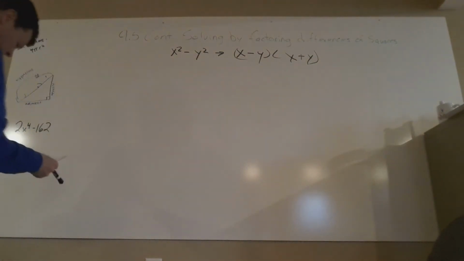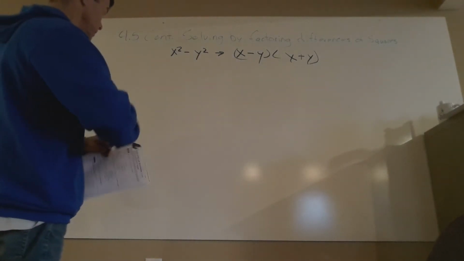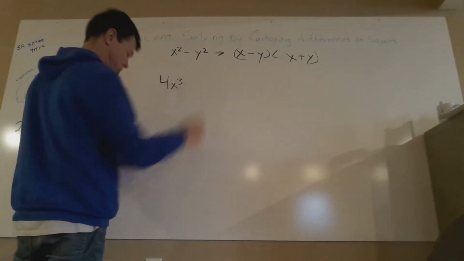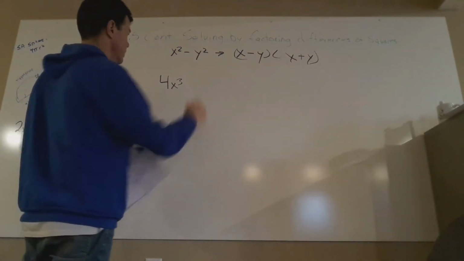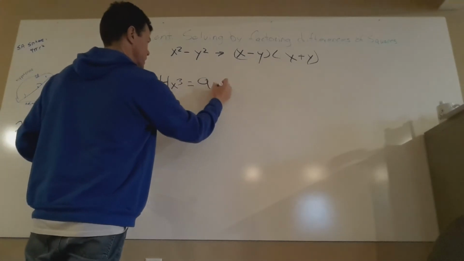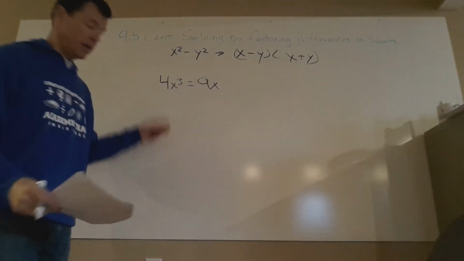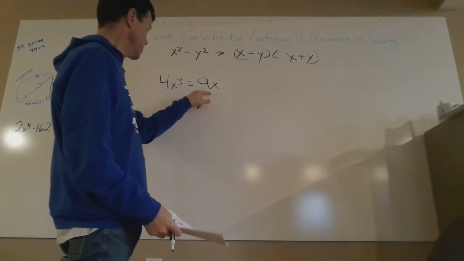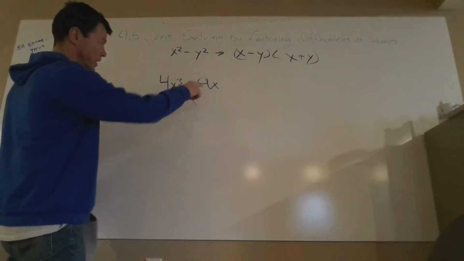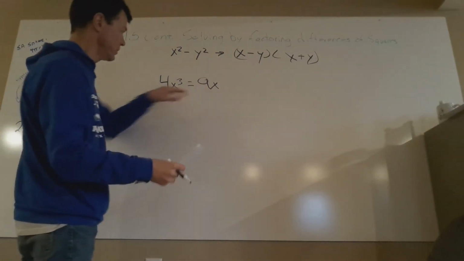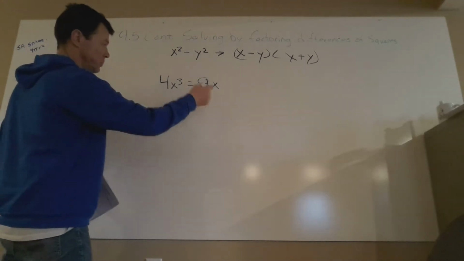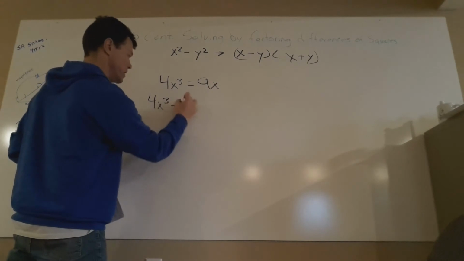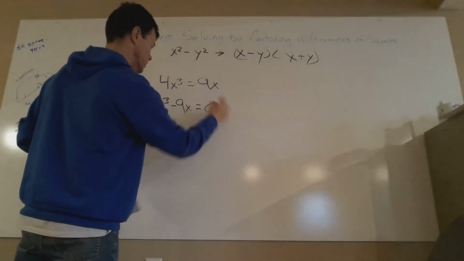Alright, next type of example that you might see. We'll look at, say, 4x cubed equals 9x. It's not set equal to 0, so first of all, let's set that equal to 0. We'll subtract 9x. And you can already figure out that 9 is going to be a perfect square, same way with 4. So subtract 9x, and you end up with 4x cubed minus 9x equals 0.